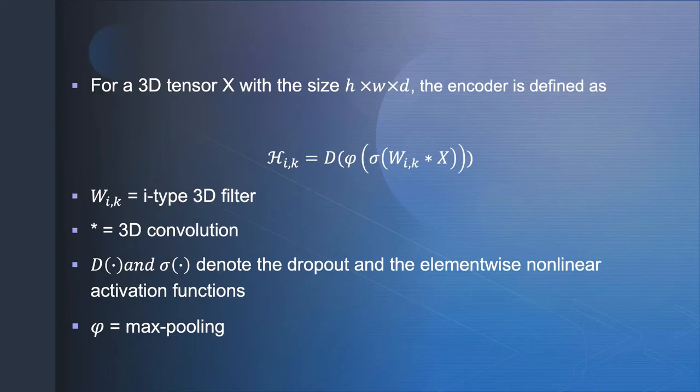And for a 3D tensor X with the size height times width times dimension, the encoder is defined as this equation. W_k is the k-th type 3D filter, the asterisk is the 3D convolution, b and sigma denote the dropout and the element-wise nonlinear activation functions, and phi is the max pooling.